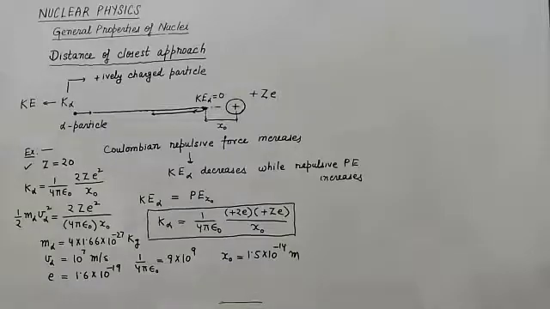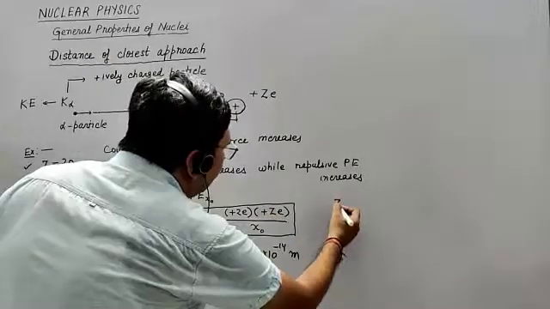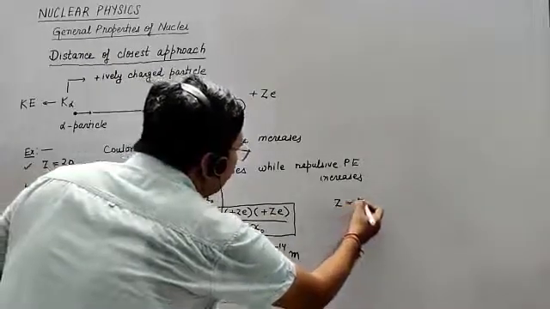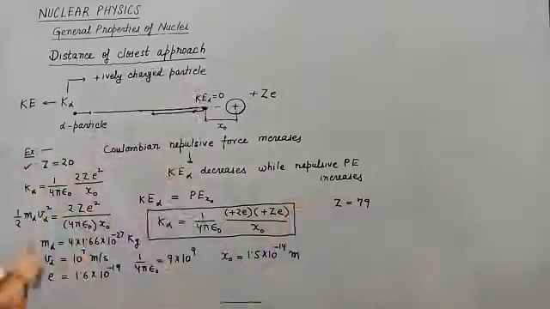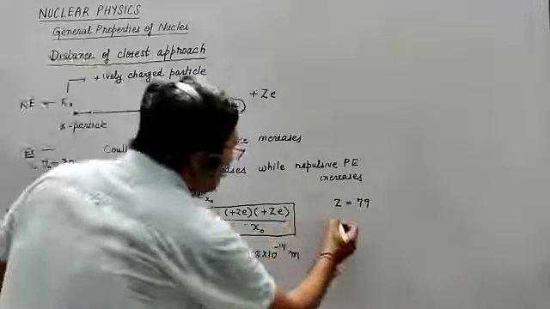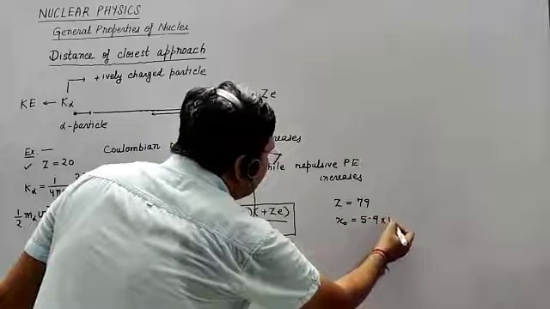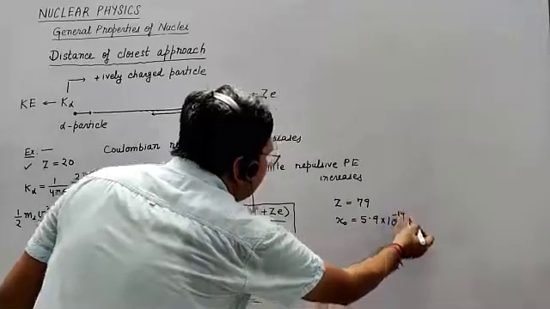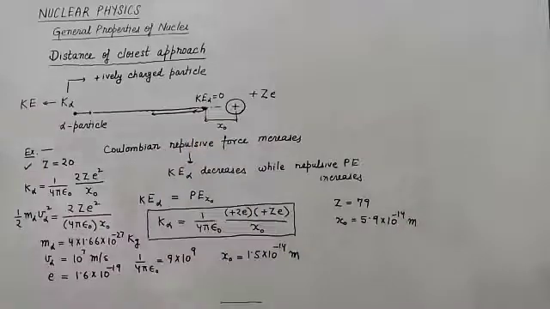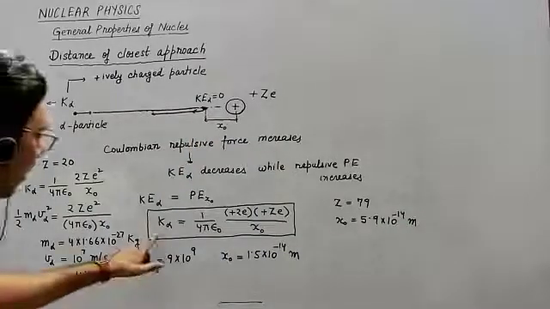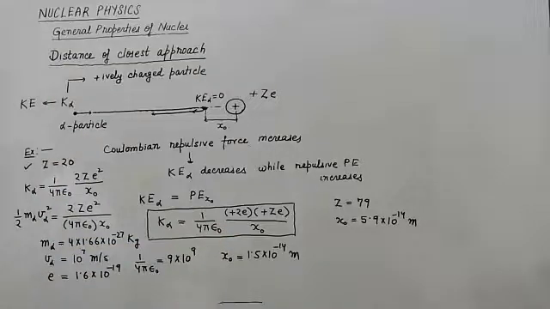Similarly, you can consider another case. If I consider Z equal to 79 and all other parameters remain the same, then this x naught comes out to be 5.9 into 10 to the power minus 14 meter. So with the help of this formula, one can find the value of x naught, where x naught is the distance of closest approach.